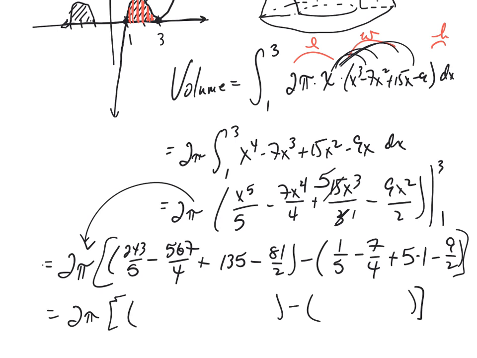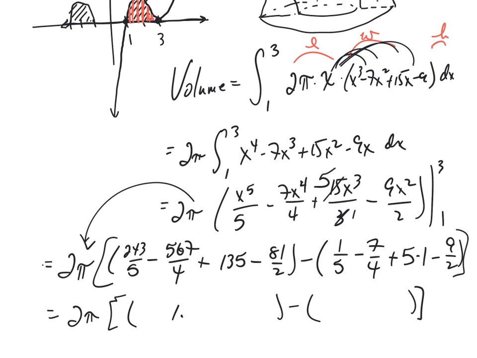Let's see what I screw up there. I have a typo somewhere. Nope, I screwed something up. Sorry about that, guys. I must have made a little arithmetic mistake somewhere. I'm going to have to try it again. 243 fifths minus 567 fourths plus 135 minus 81 halves. See if I got it this time. Yep, I got it okay.